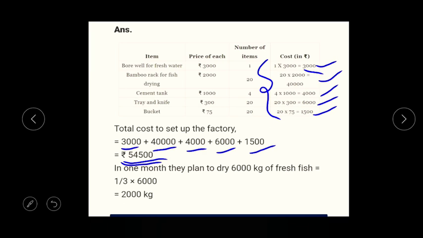54,500. In 1 month, they plan to dry 6,000 kilograms of fresh fish. For that, we multiply by 1/3. Why 1/3? Because if we dry the fish, it becomes 1/3 of the wet fish. So we multiply 1/3 with the total kilograms of fish, that is 6,000. So we get the answer as 2,000 kilograms of dry fish. Okay.